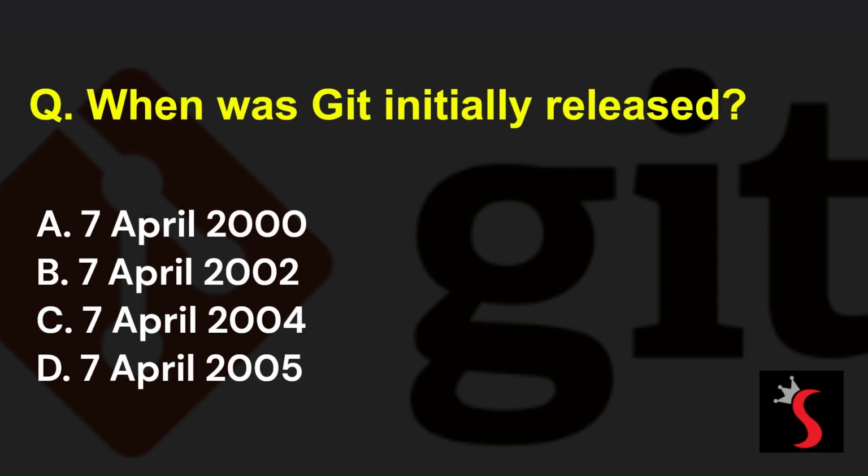When was Git initially released? A. 7th April 2000. B. 7th April 2002. C. 7th April 2004. D. 7th April 2005.